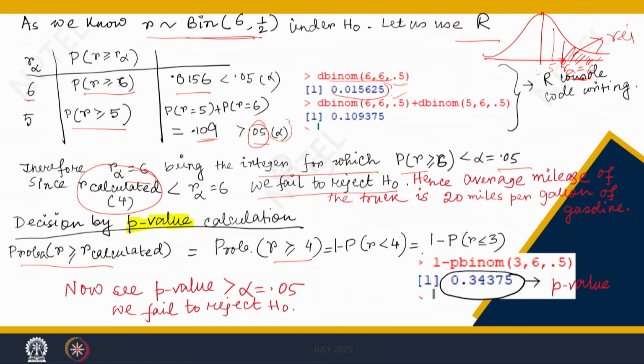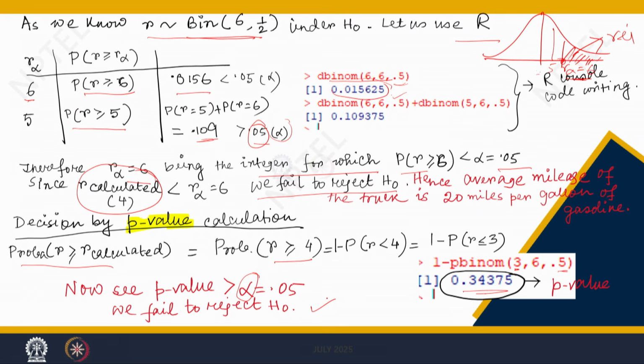You can have your R script ready. So, 1 minus pbinom(3, 6, 0.5), where 3 is your number of successes out of 6 trials and probability is 0.5, that is 0.34375. So, this is the p value. Now, you can see that p value is bigger than alpha 0.05, we fail to reject the null hypothesis.